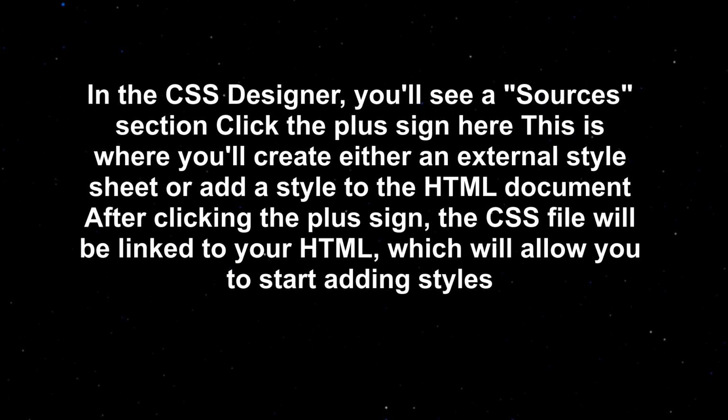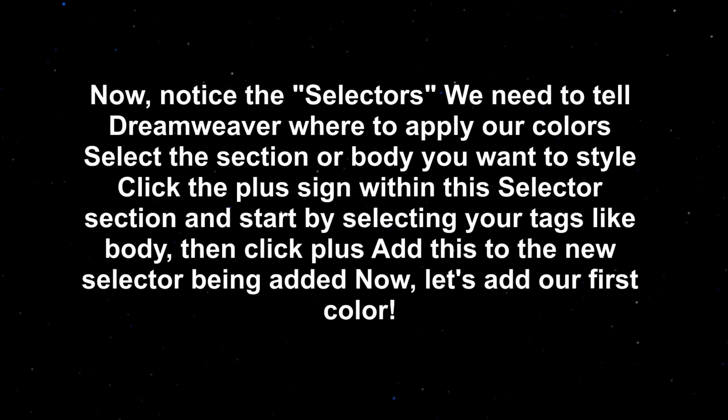In the CSS Designer, you'll see a Sources section. Click the plus sign here. This is where you'll create either an external style sheet or add a style to the HTML document. After clicking the plus sign, the CSS file will be linked to your HTML, which will allow you to start adding styles. Now, notice the selectors.